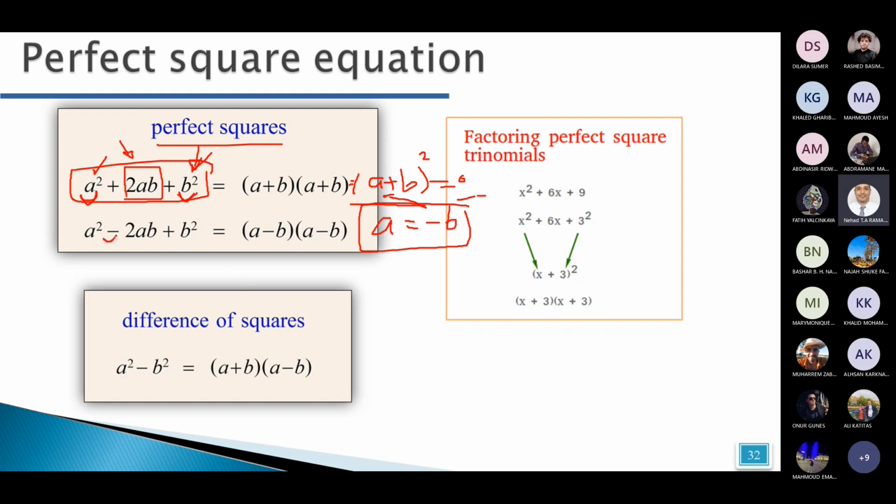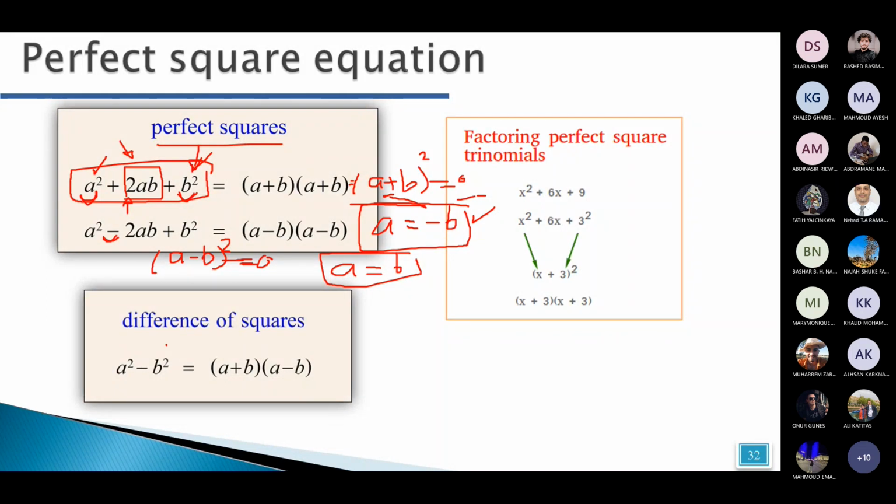The difference of the perfect square is like this. Same as the perfect square, but here we have minus 2ab. Then its solution is actually a minus b squared. So this means the solution is, this equals 0, then we have a equal b. So this is the solution for the perfect square, a equals minus b, and the solution for the difference perfect square is a equals b, and so on.